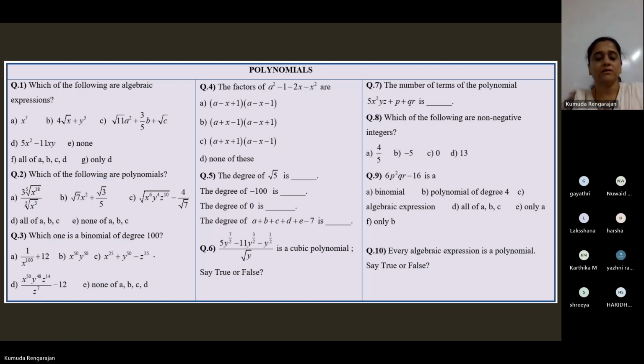Okay. Question number 5. The degree of root 5 is, what's the degree? 1/2.